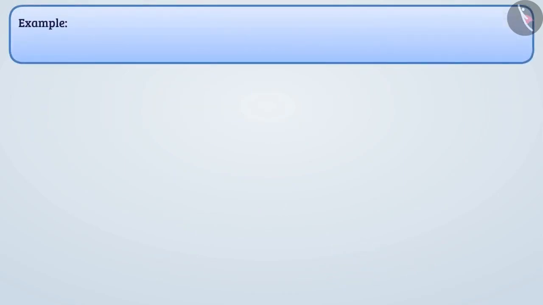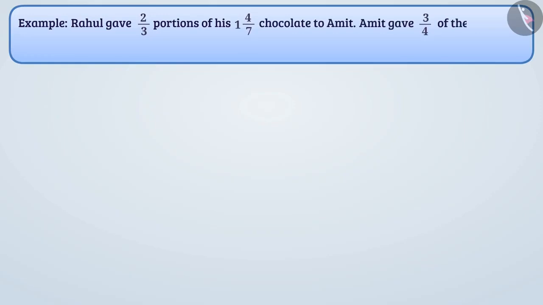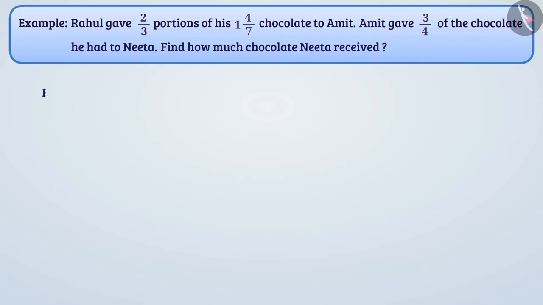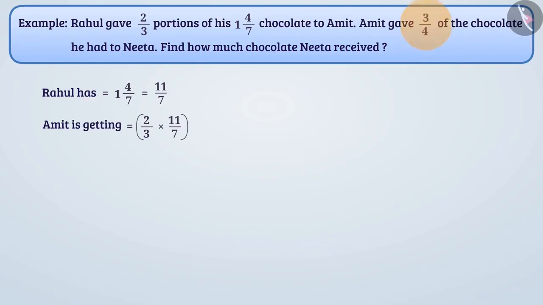Next example. Rahul gave 2/3 portion of his 1 and 4/7 chocolate to Amit. Amit gave 3/4 of the chocolate he had to Neeta. Find how much chocolate Neeta received. Rahul has 1 and 4/7 chocolate, that is 11/7 chocolate. Amit is getting 2/3rd part of this chocolate, that is Amit is getting 2/3 multiplied by 11/7 chocolate. Neeta is getting 3/4 part of it. So chocolate obtained by Neeta is 3/4 multiplied by 2/3 multiplied by 11/7.